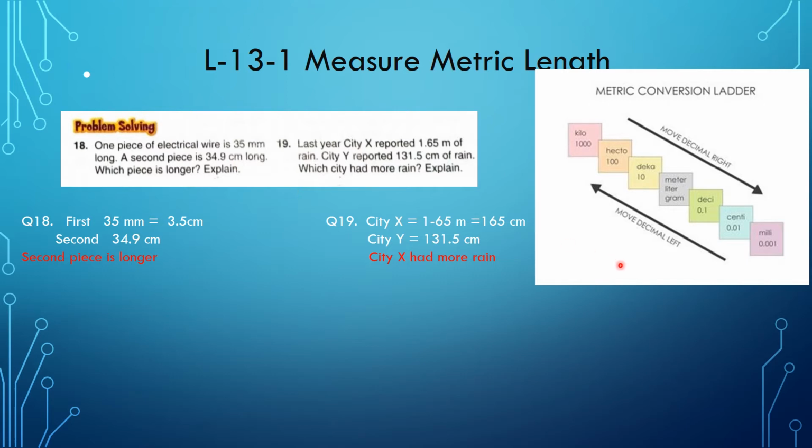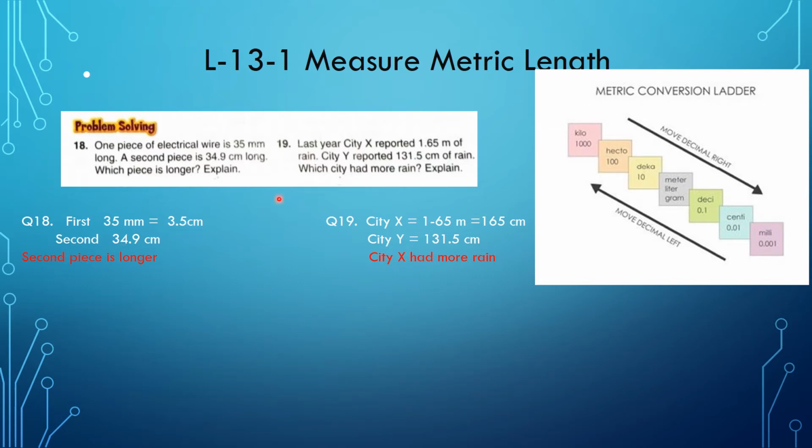First, in the same unit, you can see 35 millimeter convert into the centimeter. Then where is the millimeter here? And go up. That means shift the decimal point to the left, one step left. What is the answer? 3.5. And the second rope is 34.9. Then which one is longer? The second piece is longer because 34.9, 34 is much greater than 3.5.